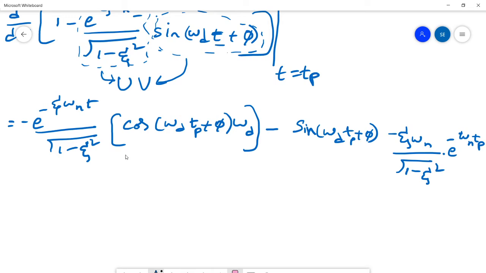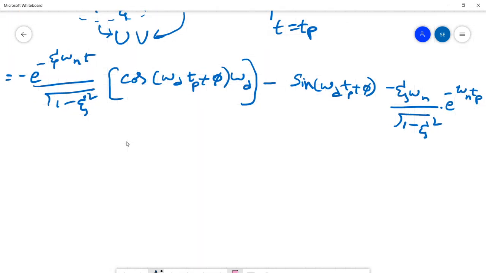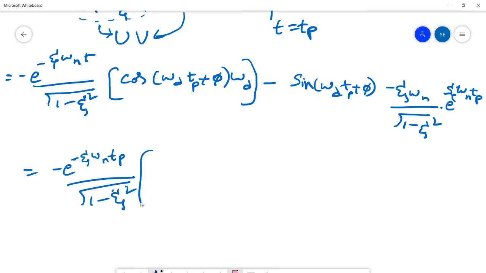If you observe here, this expression has the exponential e power minus zeta omega n t, and here also we have e power minus zeta omega n Tp. Here I missed zeta, zeta also is there. So we'll take common of these two, that is equal to minus e power minus zeta omega n Tp divided by root of 1 minus zeta square. Keep it outside.